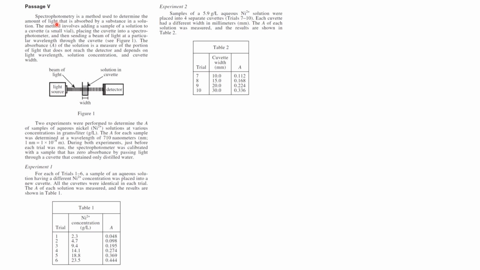We have spectrometry, and we have this letter in italics and parentheses. So we're looking at absorbance. We have a beam of light, goes through something, and then we have a detector. Two experiments were performed on nickel, and it looks like we're doing 6 trials, nickel concentration, and testing the absorbance. What changes in experiment 2? Looks like they're changing the cuvette width. In table 1, they're changing the nickel concentration. So nickel concentration to test absorbance, the cuvette width to test absorbance. That's it. Let's get to the questions.